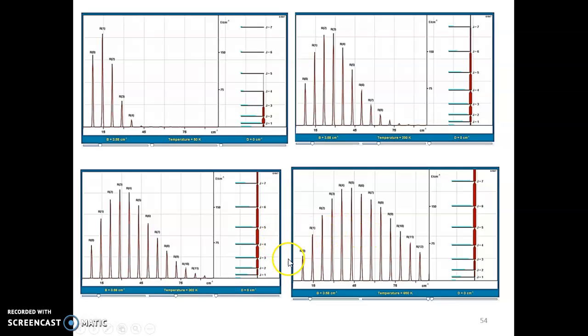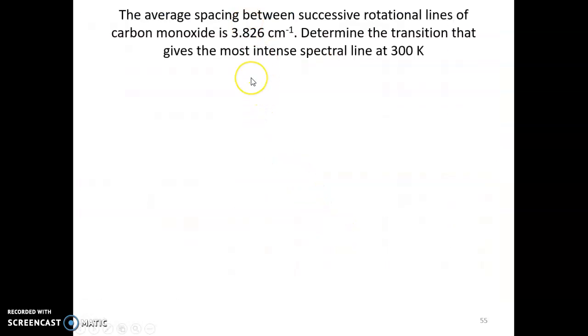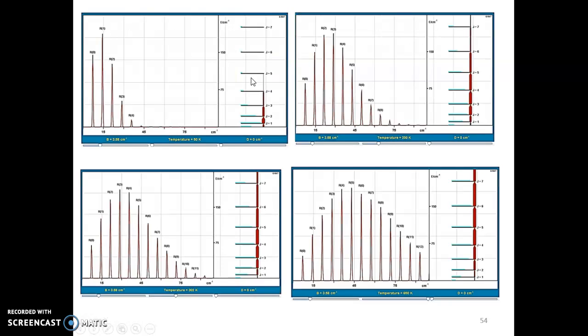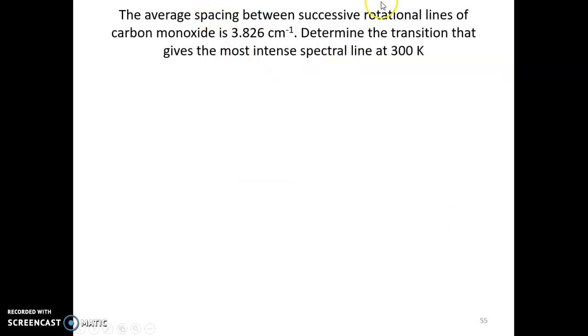Now, why is this important? It's often used to calculate temperatures in different zones. So we take an example. The average spacing between successive rotational lines of carbon monoxide, that's what we worked on previously, is 3.86 wave numbers. Determine the transition that gives the most intense line at 300 Kelvin.